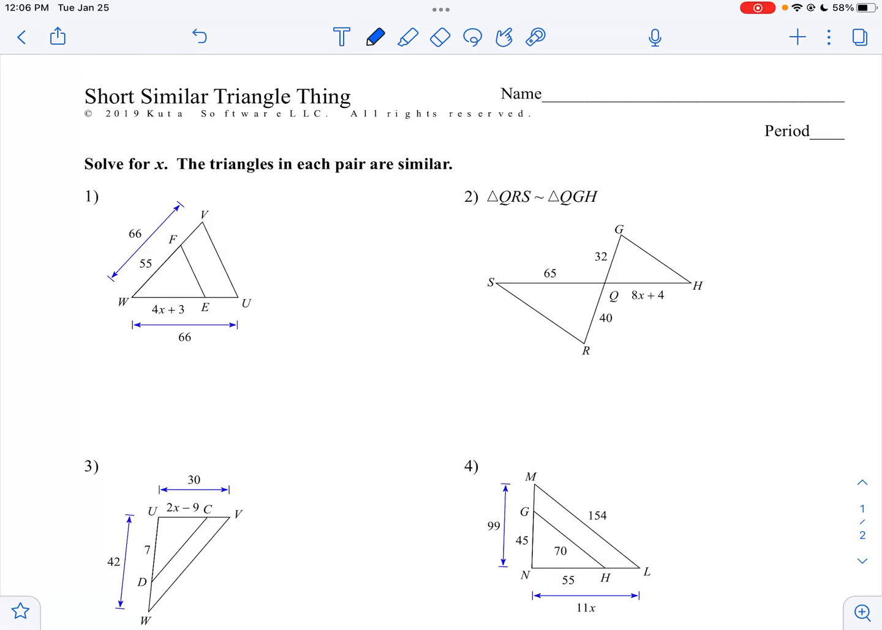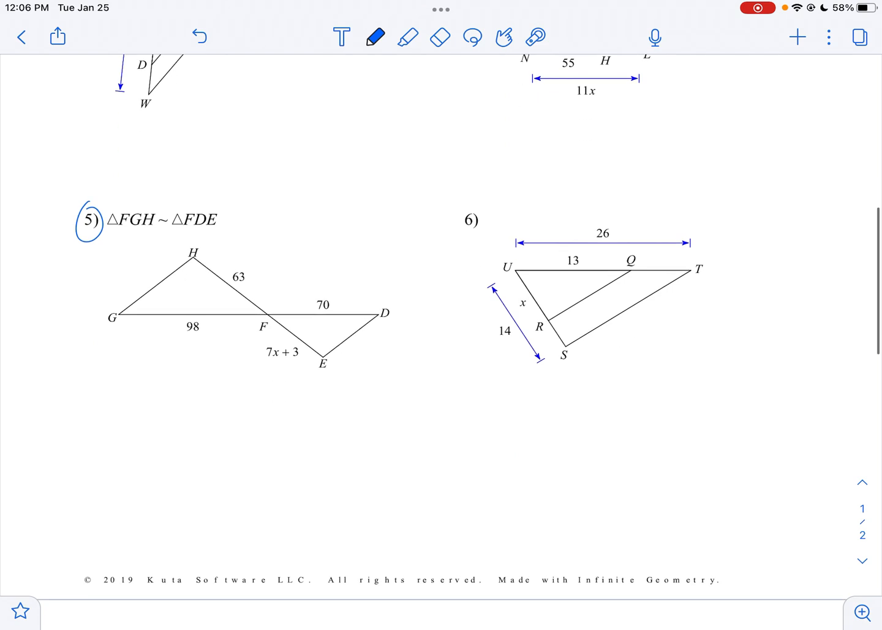Hello, ladies and gentlemen. We're going to dive into an example from the short similar triangle thing. Yes, that's really the name of it. The reason for this is because in years past, when you spend just one day on similar triangles, people forget a lot of it or get confused. So the point of this is to clear up some confusion and give you a little bit of extra practice with similar triangles as we do another thing today as part of your lesson.